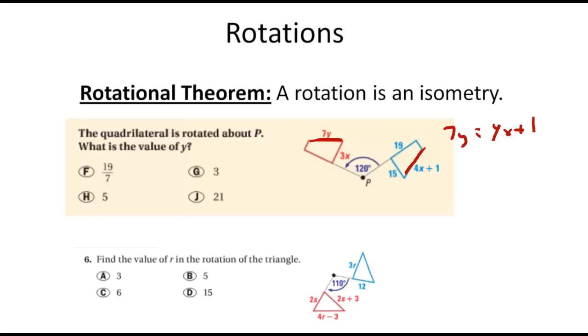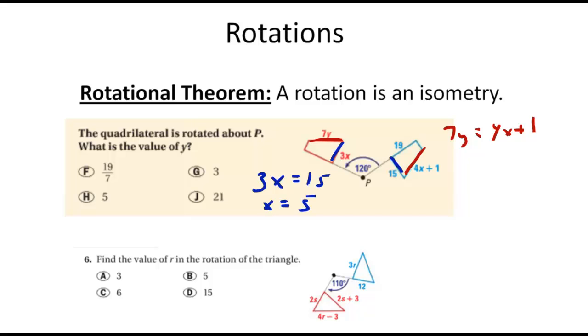I have a slight problem. Can I solve an equation with both a y and an x in it? I can't. So I need to look at my figure and ask, is there anything that might be easier to solve first? Well, right here, 3x is going to correspond to that 15 right there. Is that an easy equation to solve? You bet. 3x equals 15, so x is 5.